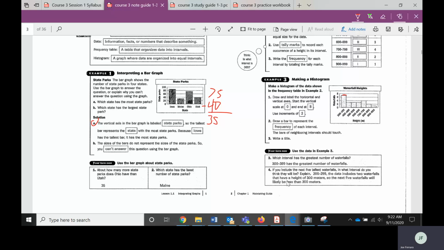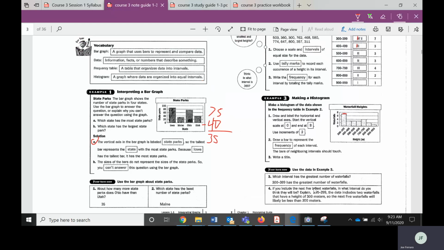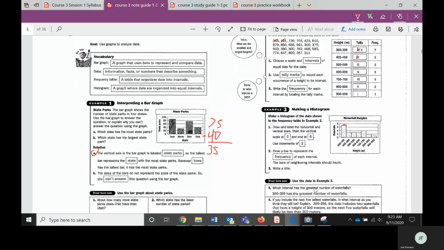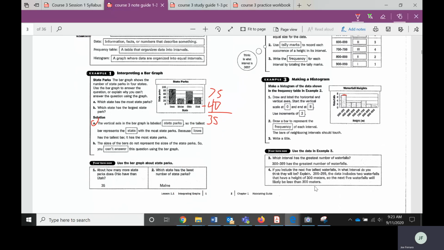So let's take a look. It says 200 to 299. The data includes 2 waterfalls that have a height of 300 meters. So the next 5 waterfalls will likely be less than 300 meters. I don't know if I really like their logic there. I don't think that's a great question.